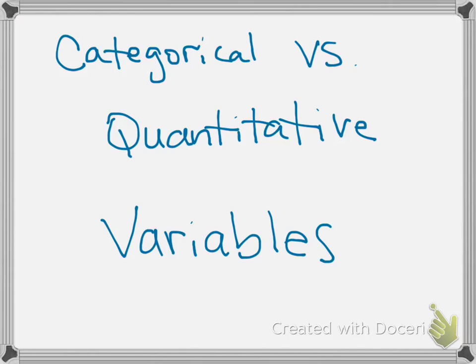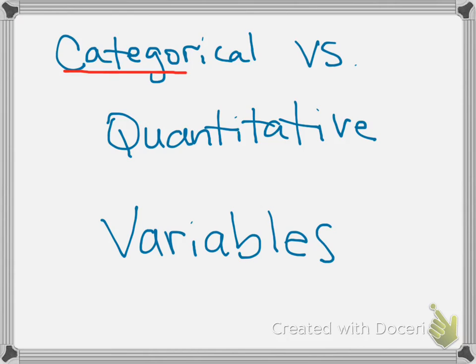Now the next thing we need to talk about are the two basic types of variables you can have. The first type is a categorical variable, and we're going to learn how to create graphs for categorical variables later in this lesson. And the other type of variable is quantitative. If you look at the roots of those words, you can figure out what they're describing.